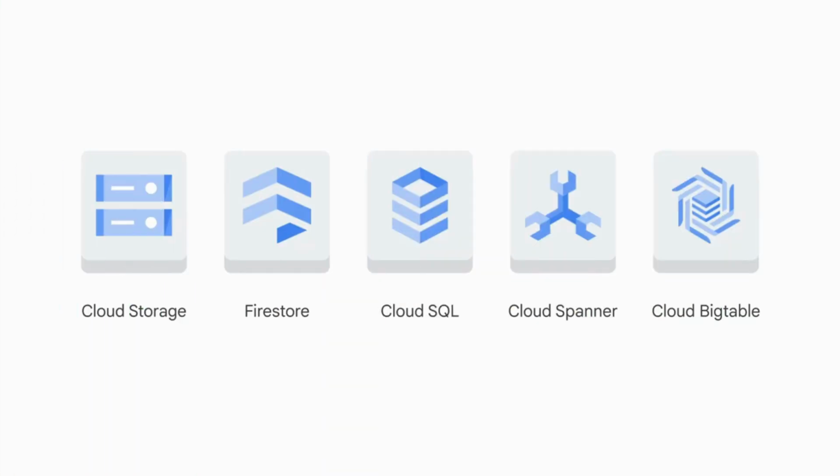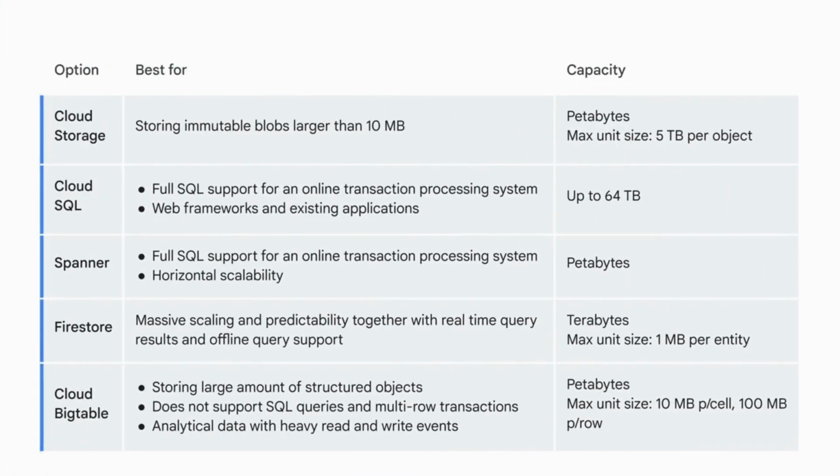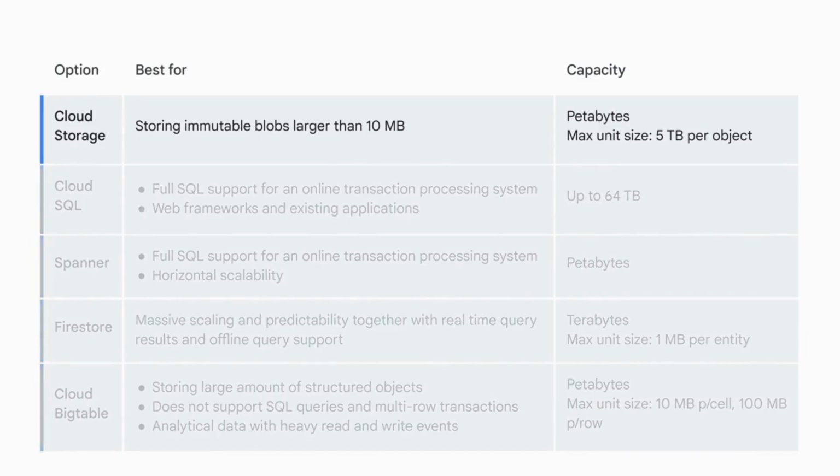Now that we've covered Google Cloud's core storage options, let's do a comparison to help highlight the most suitable service for a specific application or workflow. Consider using Cloud Storage if you need to store immutable blobs larger than 10 megabytes, such as large images or movies. This storage service provides petabytes of capacity with a maximum unit size of 5 terabytes per object.